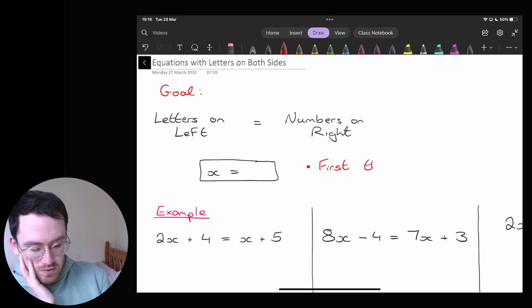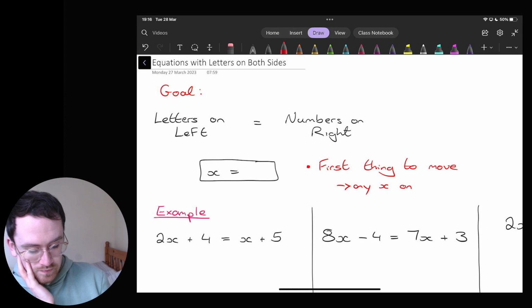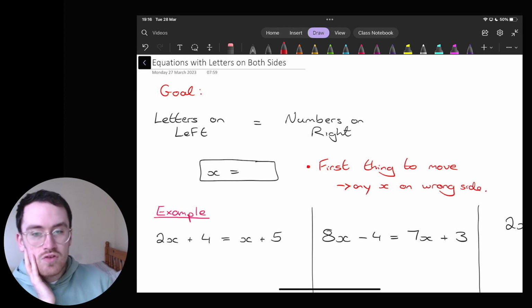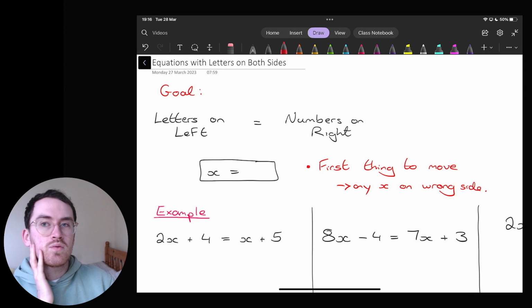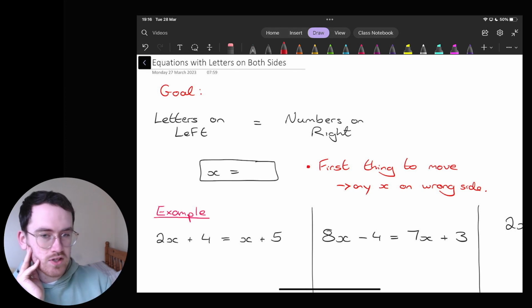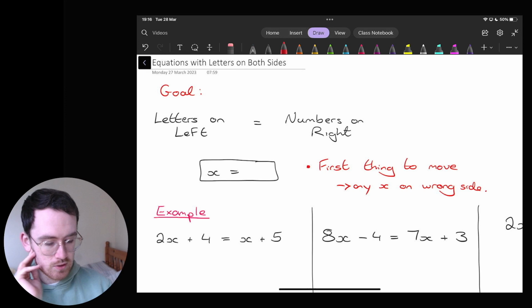So let's just make note of that. The first thing we'll move is any x that's on the wrong side. The reason we're going to start with that is because from the previous section, we're used to ones where it's maybe x plus 7 equals something like that. So if we can get to that point, then we know how to do those ones. So we're going to try and get to that point as quickly as possible.